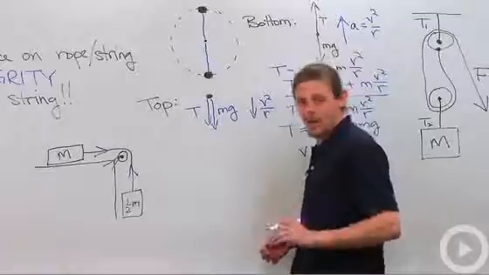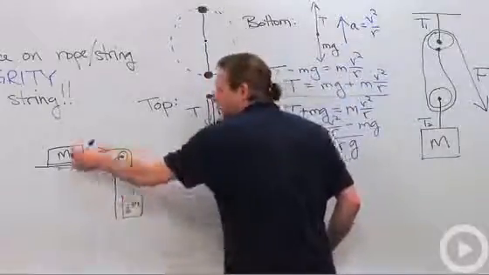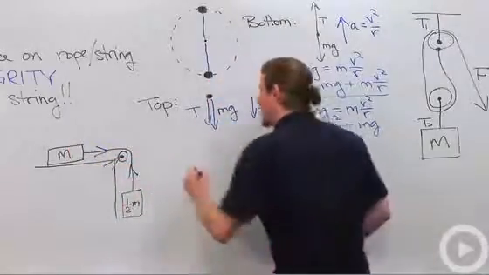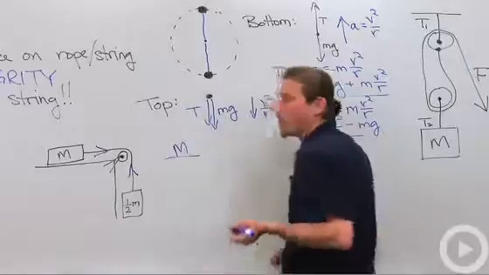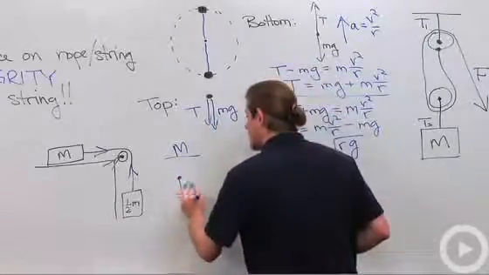All right, so let's draw some free body diagrams. Try to determine the acceleration of this system. Well, we've got two objects here. We've got mass m and mass a half m. So let's look at mass m. Well, what are the forces acting on it? Well, geez, it's got a weight, like everybody does.